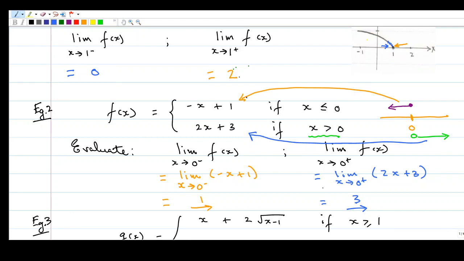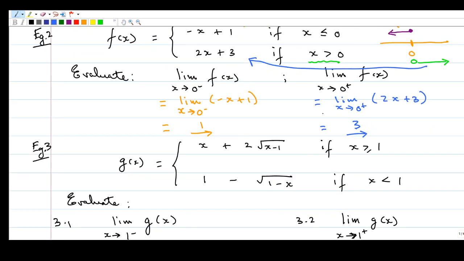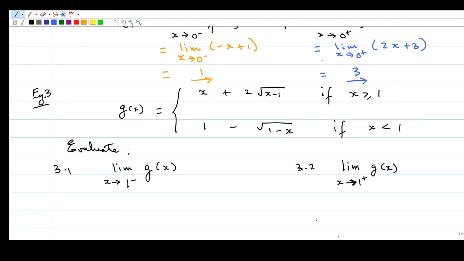So example 3, right? Again, for g of x, we got a split function. The crucial value of x is 1 in this case. The change occurs at 1. So let's check what happens. When x is greater than or equal to 1, right? So greater than or equal to 1. So we're dealing with this part. And the defining equation that's going to come into operation is this one.